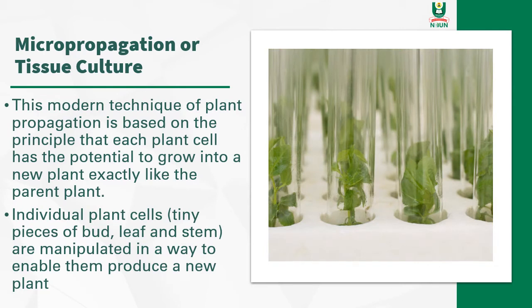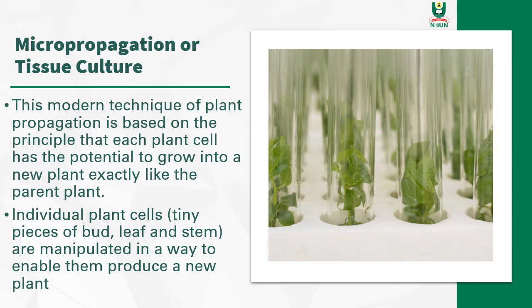And we are moving to the newest, the most recent type of propagating material or propagating method, which is the micro propagation or the tissue culture. And this is a modern technique of plant propagation based on the principle that each plant cell has the potential to grow into a new plant exactly like the parent plant. So what we are talking about in this scenario is that every plant part has the potential of becoming a new plant material.